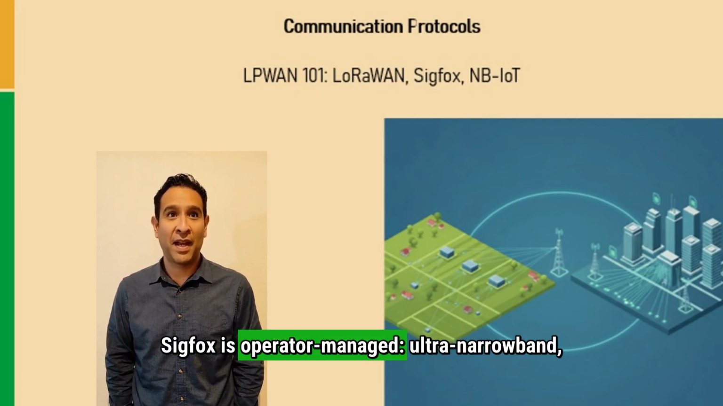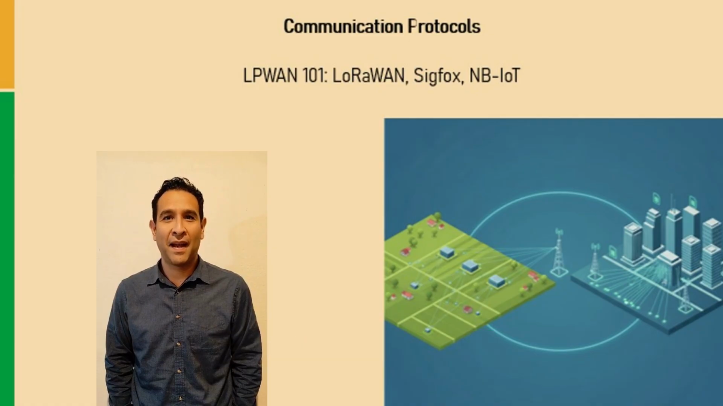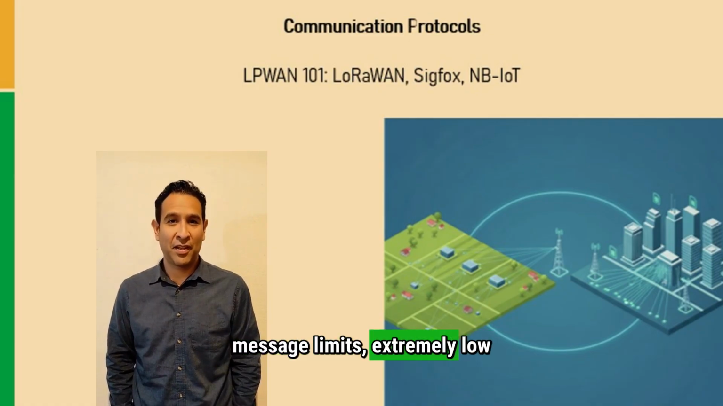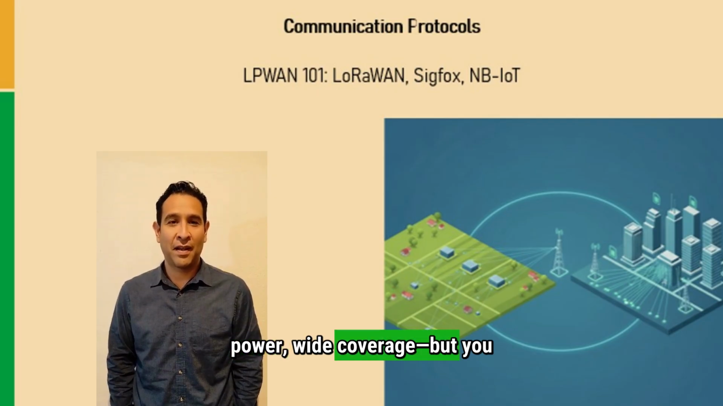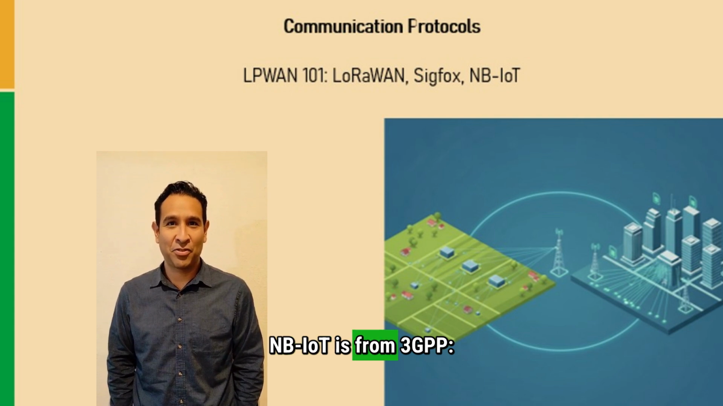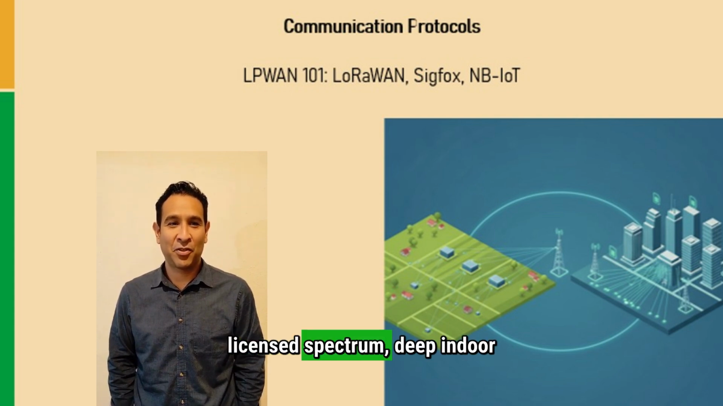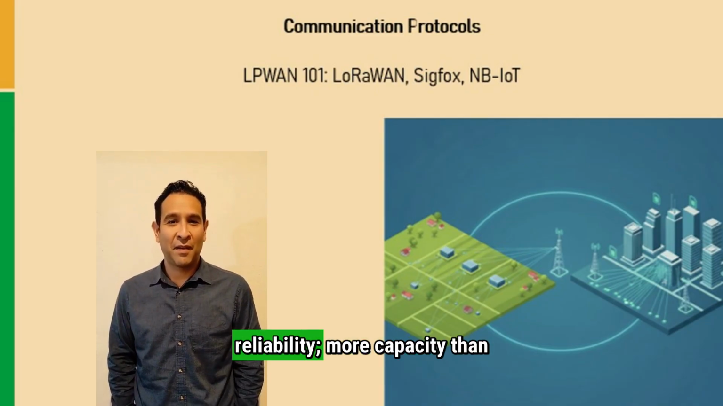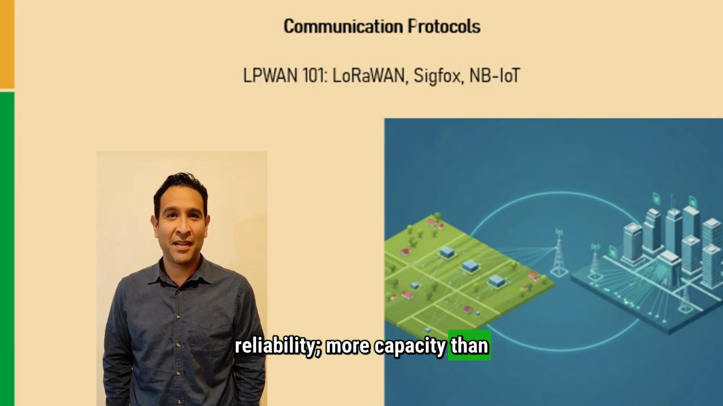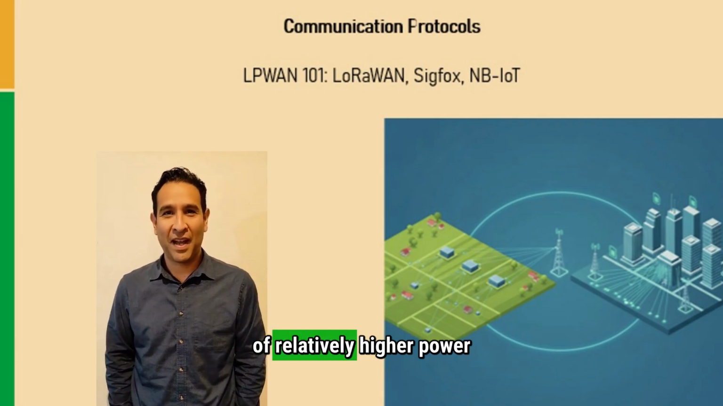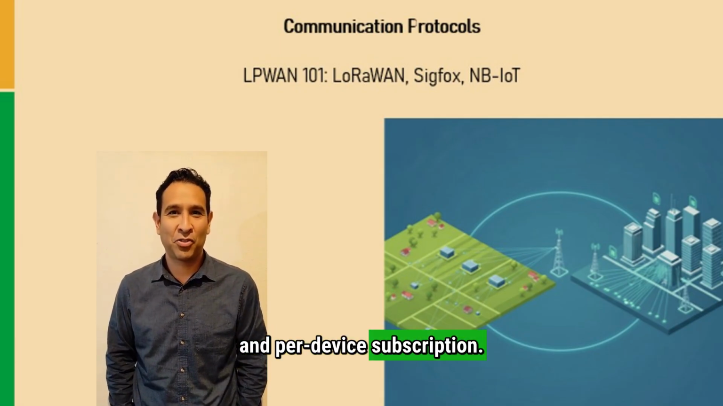Sigfox is operator managed, ultra narrowband, about 100 bps, daily message limits, extremely low power, wide coverage, but you depend on operator coverage. NB-IoT is from 3GPP, licensed spectrum, deep indoor coverage, operator-grade QoS and reliability, more capacity than LoRaWAN/Sigfox, at the cost of relatively higher power and per-device subscription.